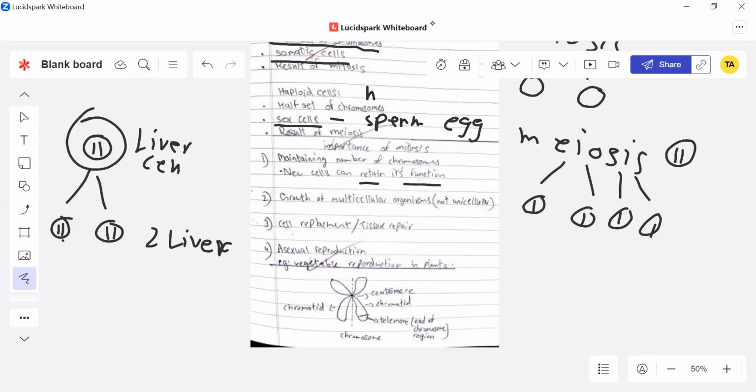And mitosis is also important for the growth of multicellular organisms, not unicellular. I'll get to why unicellular is not important. The important one is multicellular. So mitosis is important for growth of multicellular organisms. Basically, for you to grow into a good human, into an adult, you will have to go through a lot of mitosis, not meiosis. So human growth is because of mitosis.